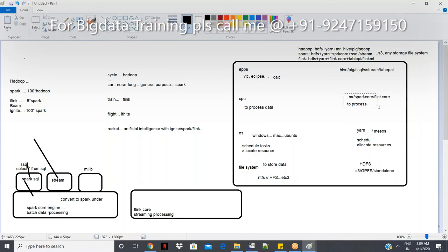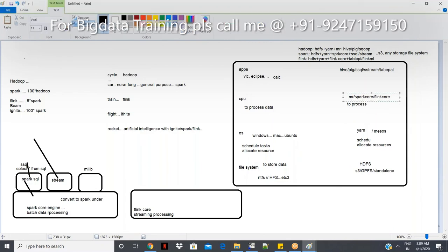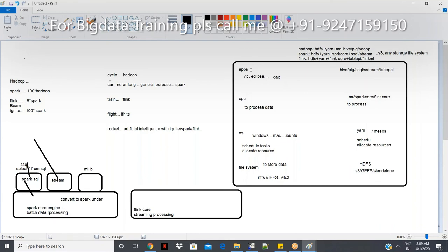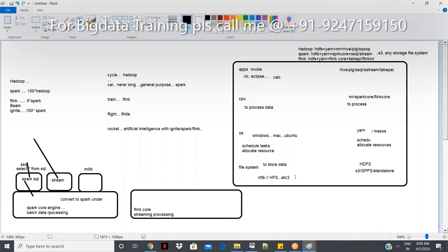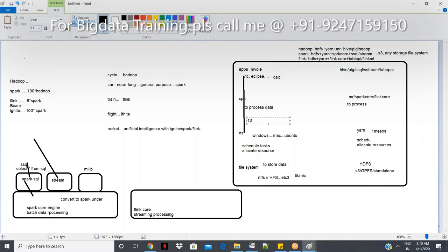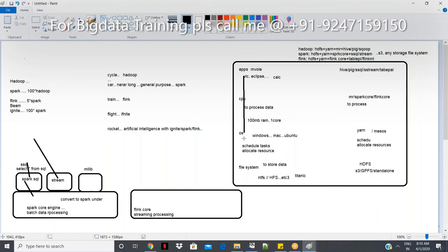Similarly, MapReduce, Spark engine, this is one processing engine. For example, in human life, I want to watch a movie, something like the Titanic movie. Where is that Titanic movie? It is in this file system. Then what are you doing? This VLC media player first contacts the OS: Hello OS, I want to watch this movie, so please allocate at least 100 MB RAM, 1 core CPU, like that. It is requesting the OS. What is the OS responsibility? Schedule the task, allocate the resources. Then the OS allocates these resources.